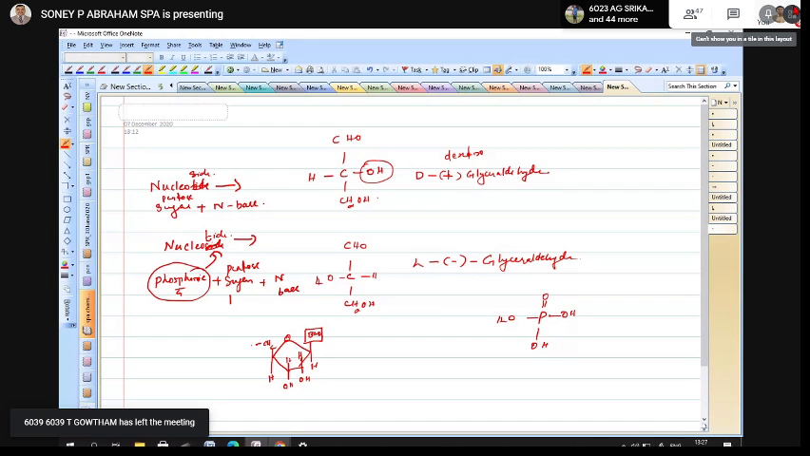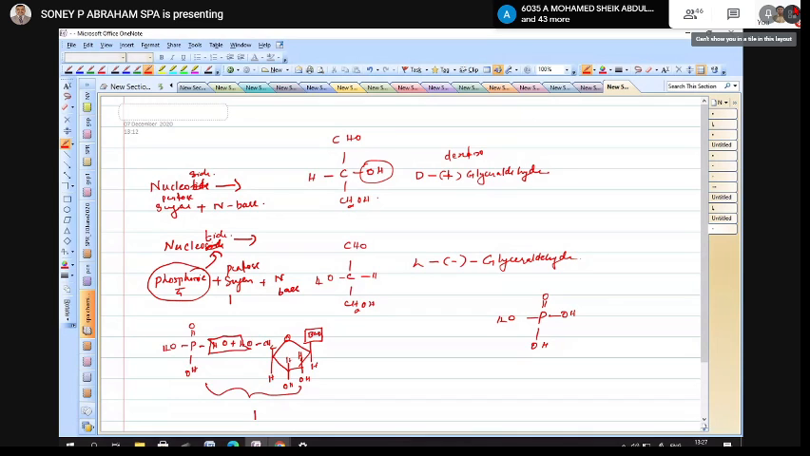So these three things together, what do you call? Nucleotide. It is known as nucleotide. And if this phosphoric acid group is not present, then what will you call? Nucleoside. Okay. So I hope you got the difference between nucleotide and nucleoside. Did you get? Yes, sir.